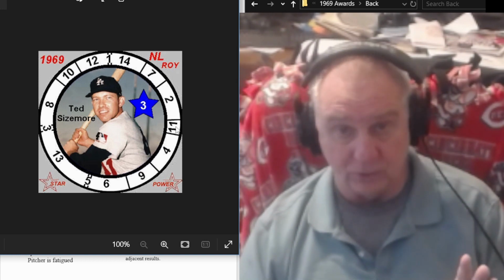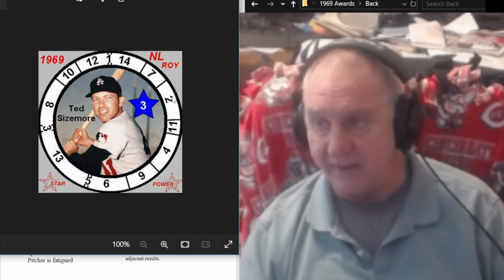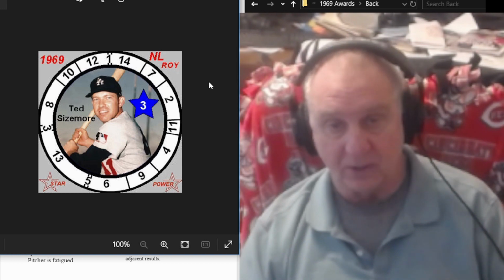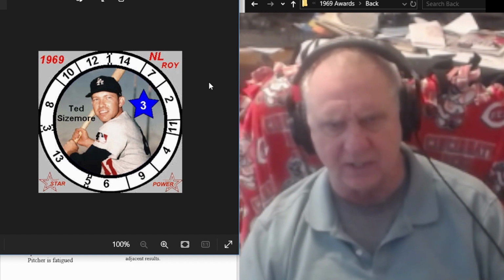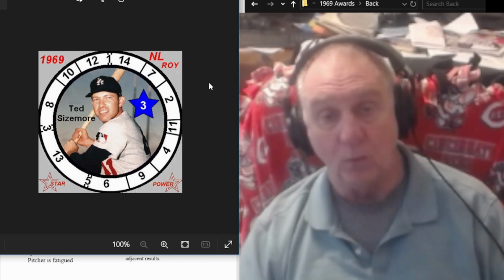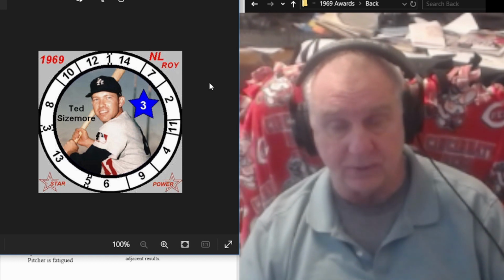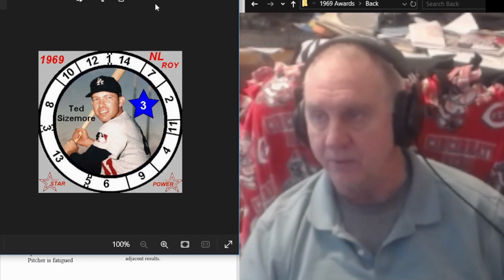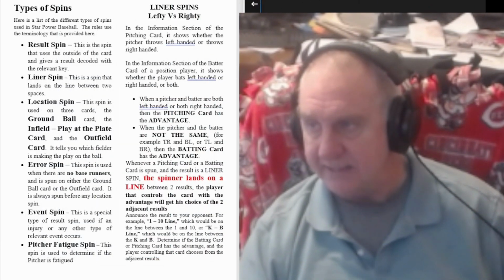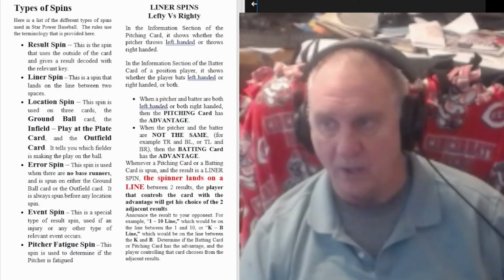Remember, you call your own spin. I have a 2-7 line with Denny McLain. Denny McLain gets to make the choice. He's going to take the 2, not the single. He's going to take the ground ball. Whitey Ford, on the other hand, who's a left-handed pitcher, Sizemore gets to choose. So he's going to choose the single. Okay? So that is what a liner spin's all about.